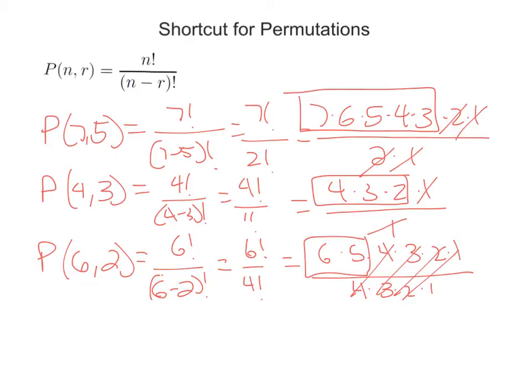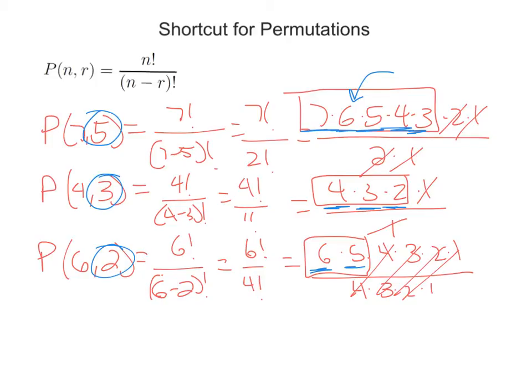So now let's take a look at what we have. In the first example we have 7 times 6 times 5 times 4 times 3. How many numbers are you multiplying here? You're actually multiplying 5 numbers. That's the same as this 5. Let's look at the next example, 4 times 3 times 2. When you cross everything off, you're left with multiplying 3 numbers. That's the same as this number here. And for 6 choose 2, we are left with 6 times 5. That's 2 numbers, which is exactly the same as this number here. Hopefully you see a pattern developing.